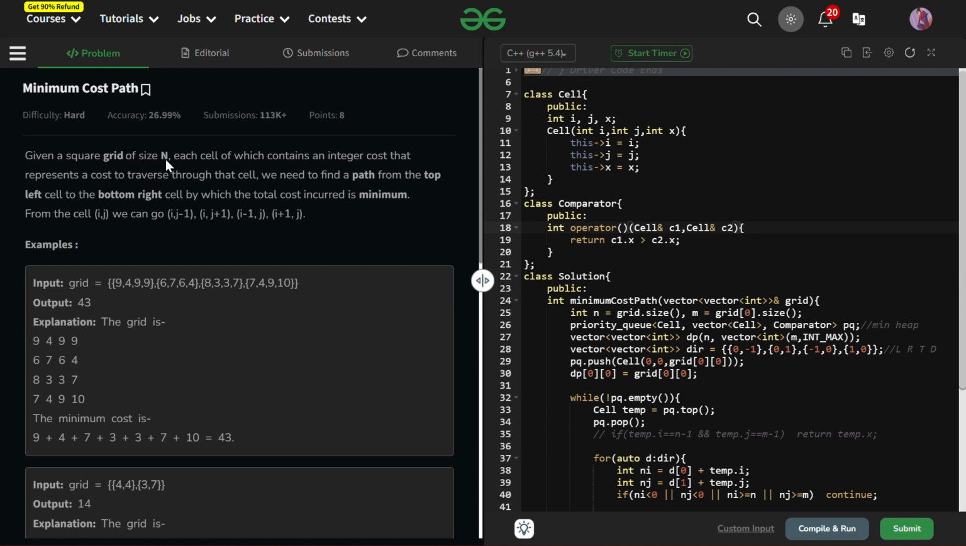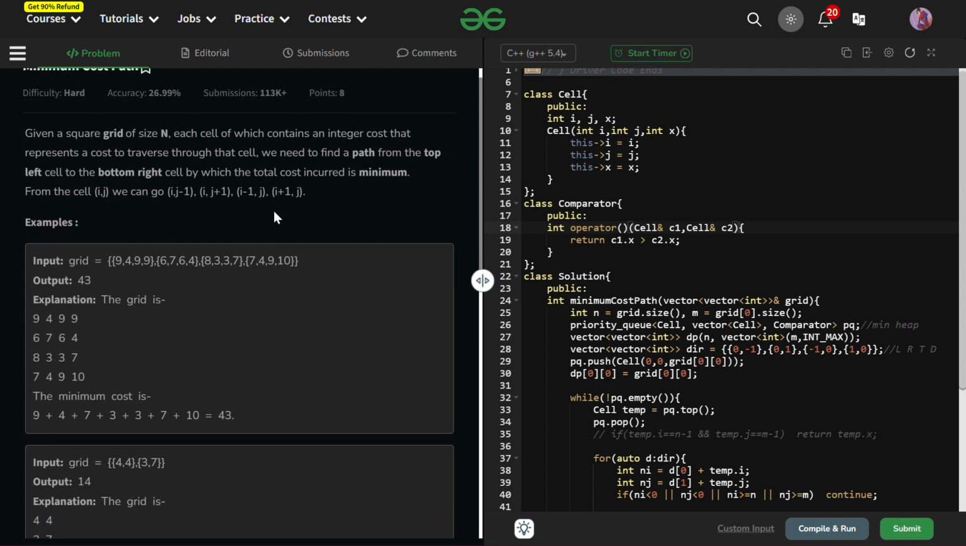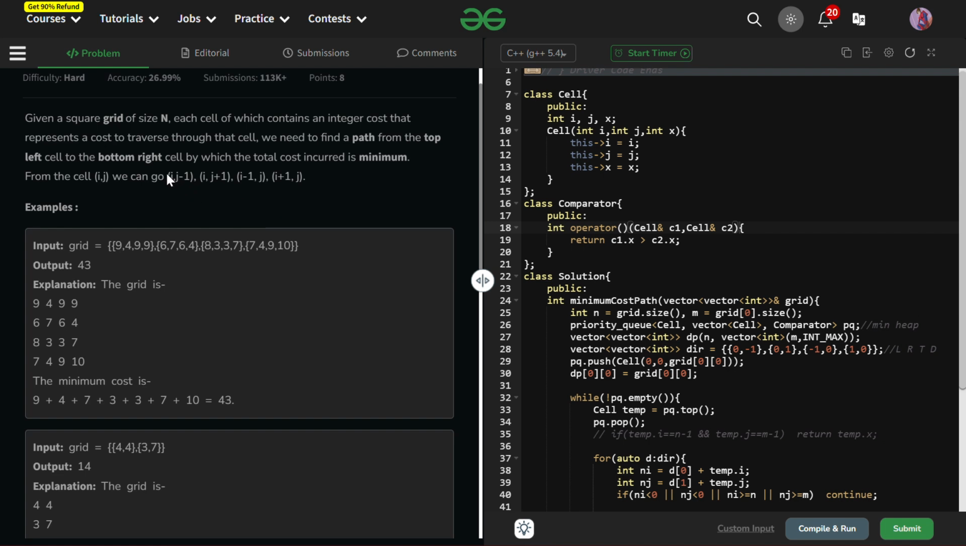We have a grid of size n. Each cell of the grid contains an integer cost that represents the cost to travel through the cell. We need to find the path from the top left cell to the bottom right cell by which the total cost incurred is minimum. From cell (i, j), we can go to (i, j-1), (i, j+1), (i-1, j), (i+1, j). We have to travel in these directions.